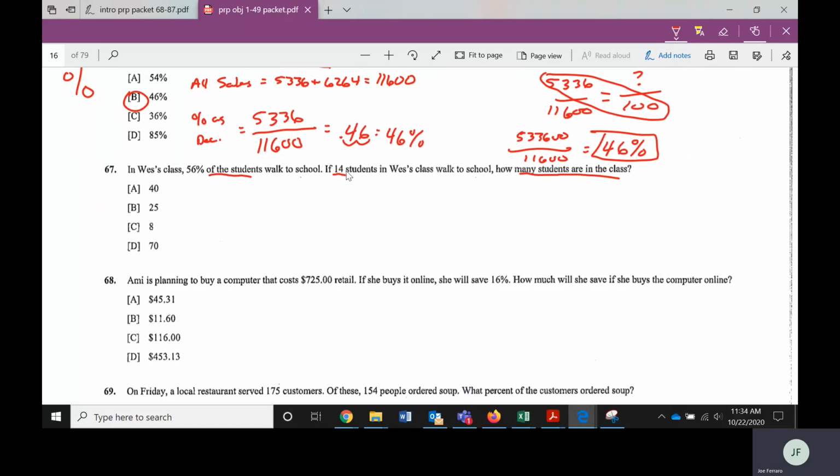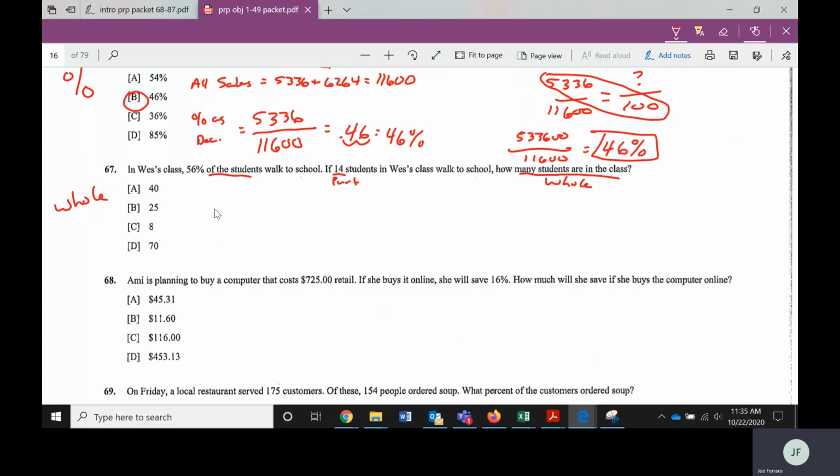So 14 is going to be the part, okay? And how many students are in the class as a whole, that's what we're looking for. So this is our second example of finding a whole. This will be our last one about that. And I think we got 1 or 2 percentage ones left and we're done.